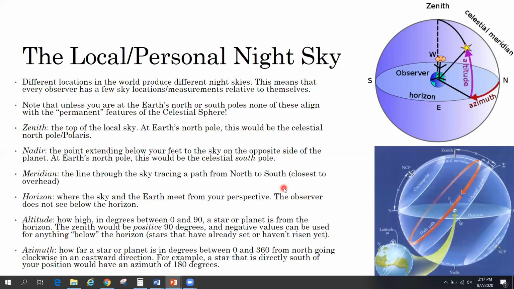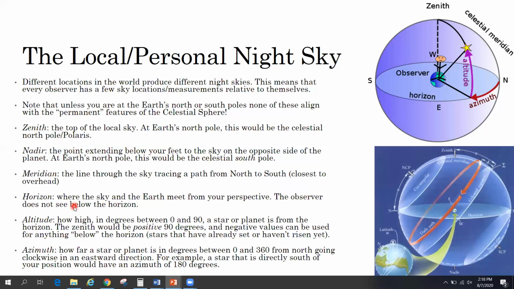And of course, the major takeaway with the horizon for astronomers is that it is what blocks your view of anything below it. You can be at any point on the planet and you're going to be looking around and there's a horizon that's going to block your view from looking any further down. And of course, this is also playing into why you don't see the nadir of your current point.